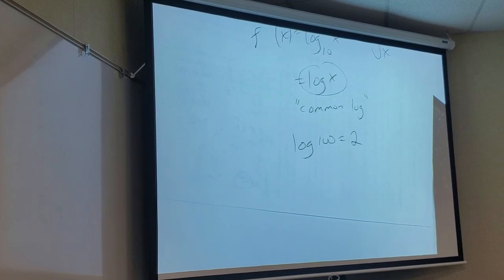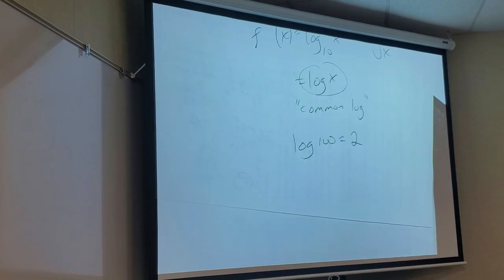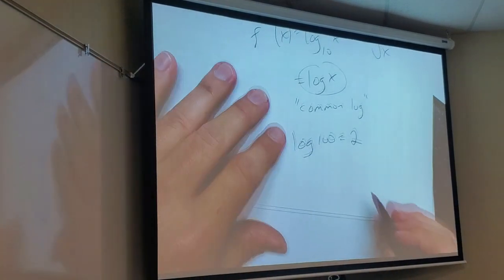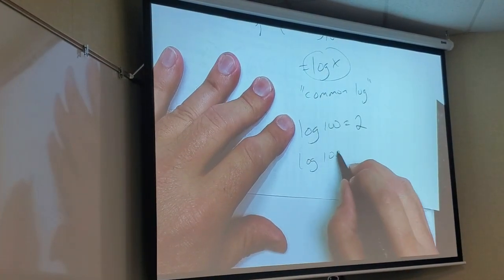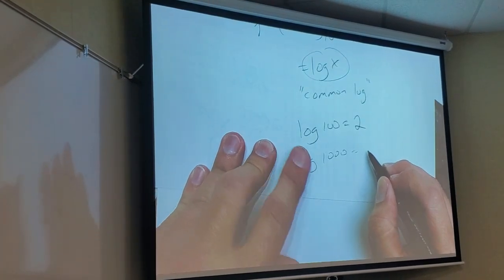So logs are all about powers. Logs are not division. 100 divided by 10 is 10. 10 to the what power is 100? 2. I like it. So real quick, what's log of 1,000? Do you guys notice a pattern? How many zeros do you see?